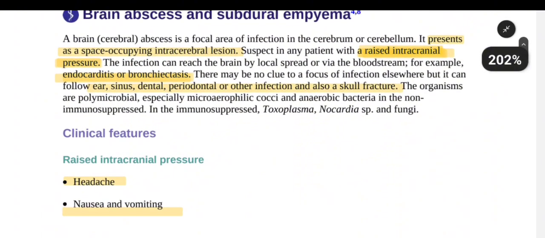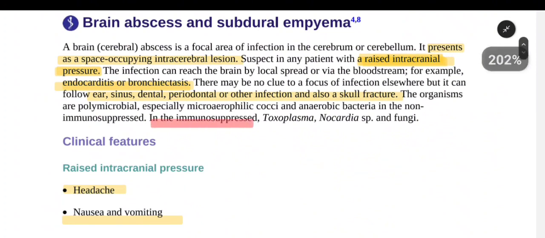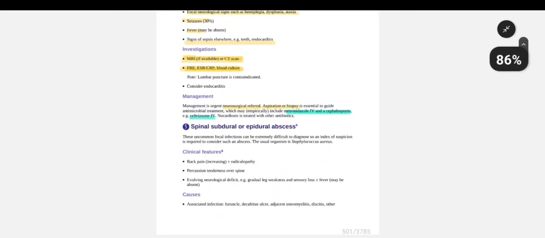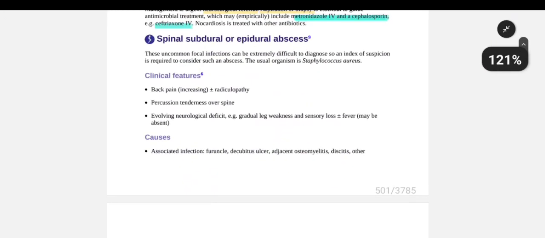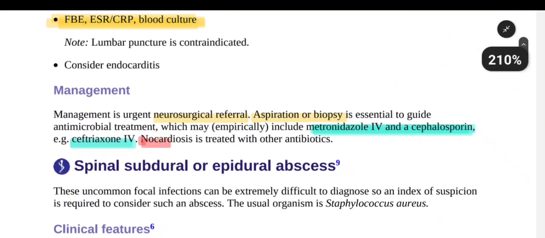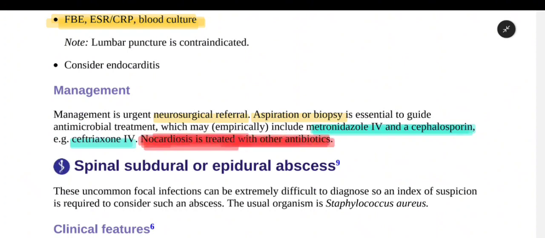In immunocompromised patients, the cause could be toxoplasma, Nocardia species, or fungi, right? So in case of fungi or nocardiosis, it is treated with agents other than cephalosporin.